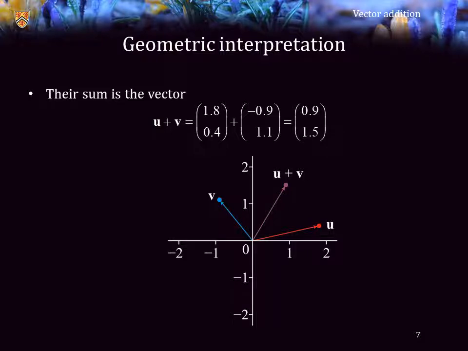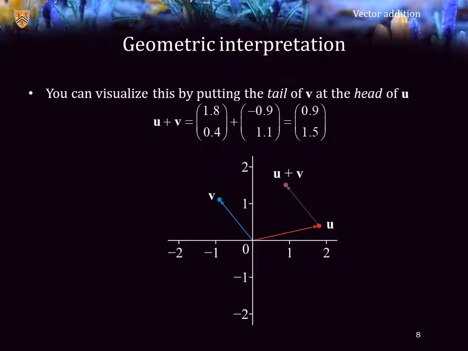To interpret this, you can visualize this sum by putting the tail of the vector v at the head of the vector u. So here we can see the vector u, and from u we move up and to the left in the direction of the vector v. Alternatively, we see that we can also interpret the sum u plus v as starting with the vector v and adding to that vector the vector u.